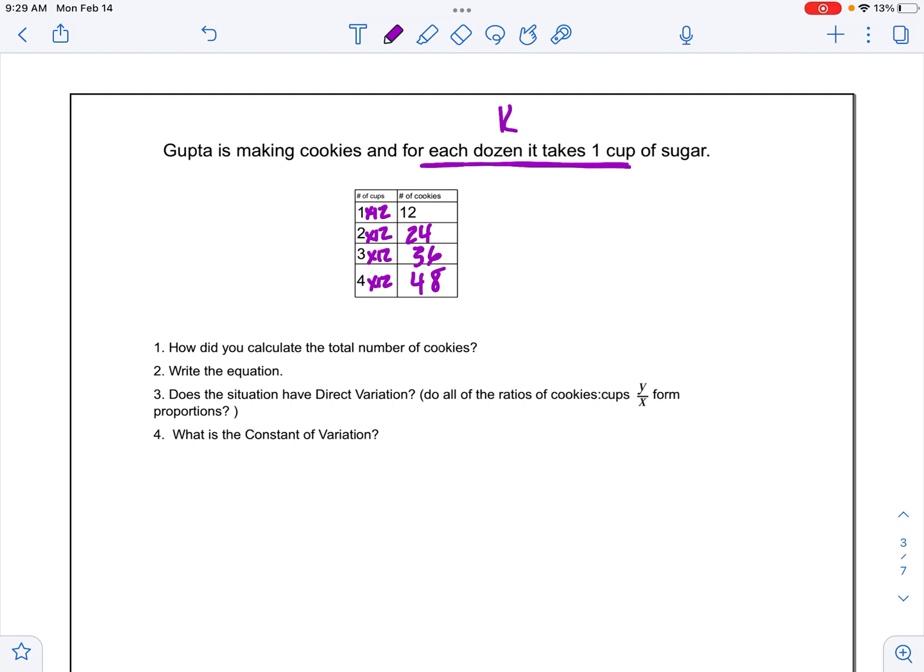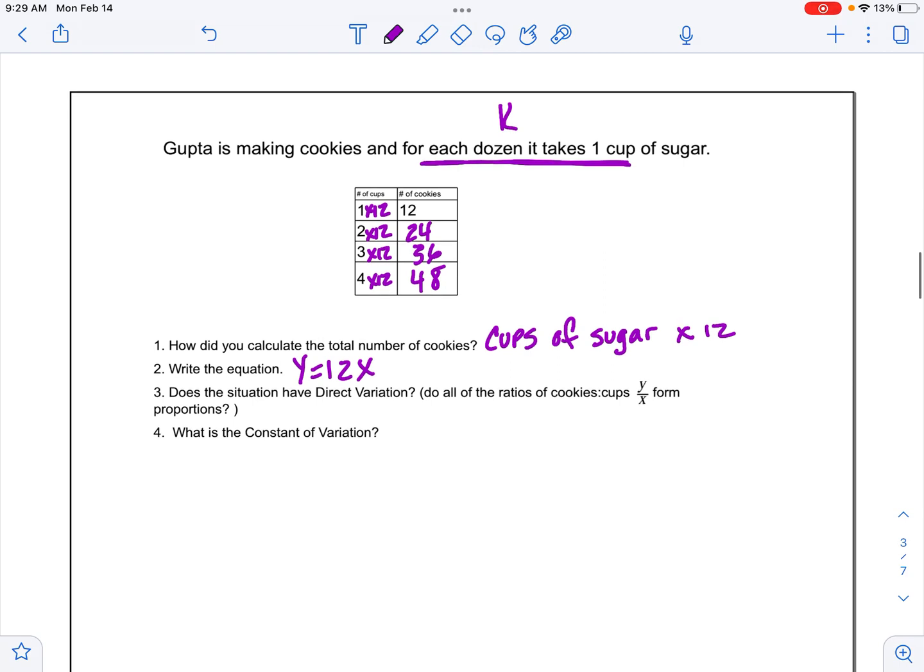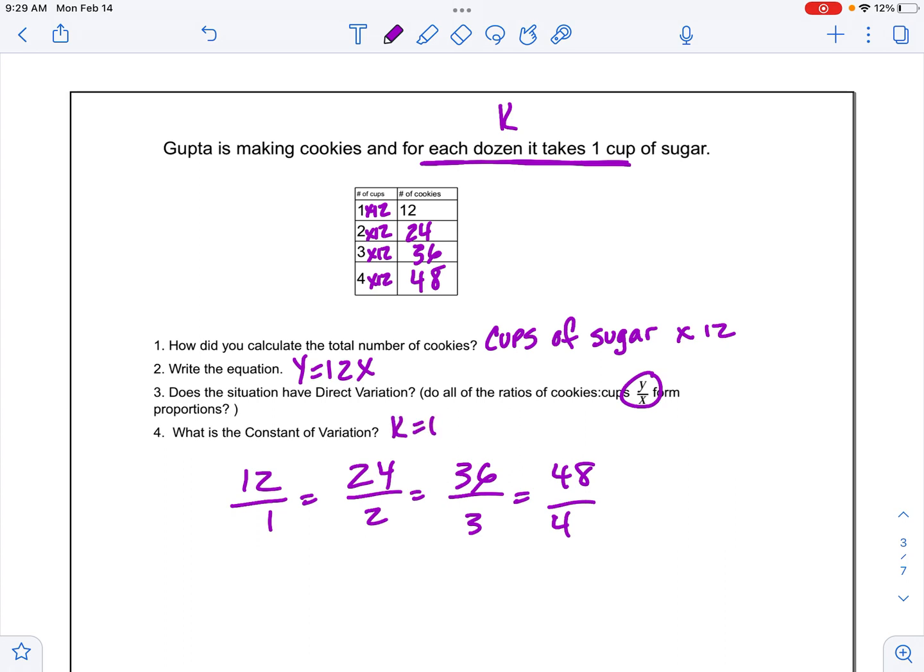So how did I calculate the number of cookies? I took cups of sugar and multiplied by 12. So when I write the equation, my k value is that 12. Does it show direct variation? Well, let's just fill this out, y over x. So I have 12 over 1, 24 over 2, 36 over 3, and 48 over 4. Those all work out. So it does have direct variation, and my constant is that 12.